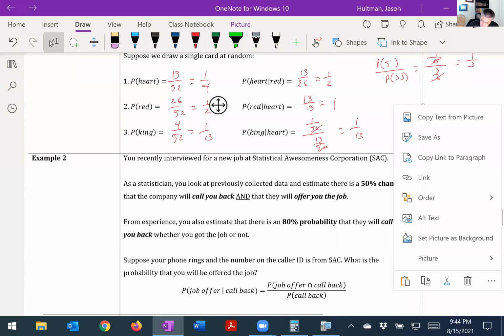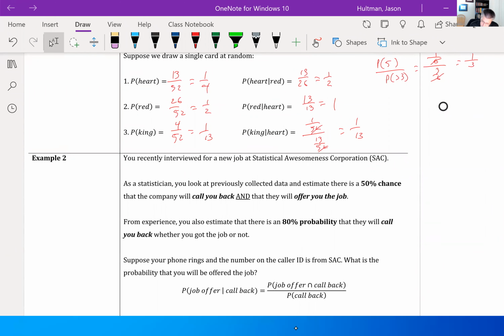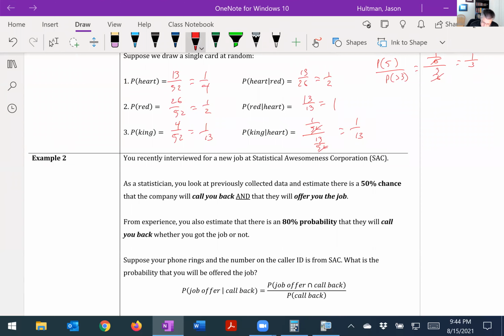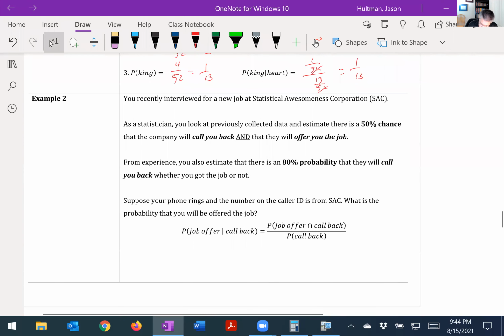Okay, you recently interviewed for a job at Statistical Awesomeness Corporation. As a statistician, you look at the previously collected data and estimate there is a 50% chance that the company will call you back and that they will offer you the job. From your experience, you estimate there's an 80% probability that they will call you back whether you got the job or not. Suppose the phone rings and the number on the caller ID is from SAC. What is the probability that you will be offered the job?